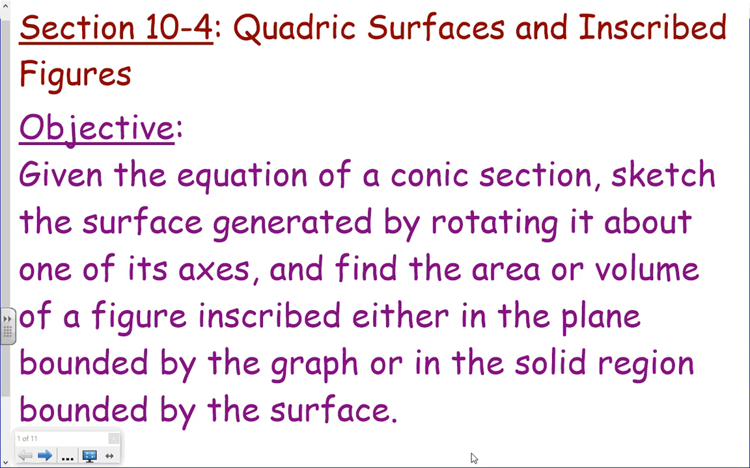All right, open up your book to section 10-4. We're on page 514 in your book. The title of this section is Quadric Surfaces and Inscribed Figures.